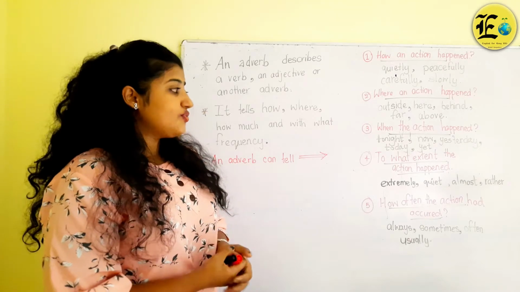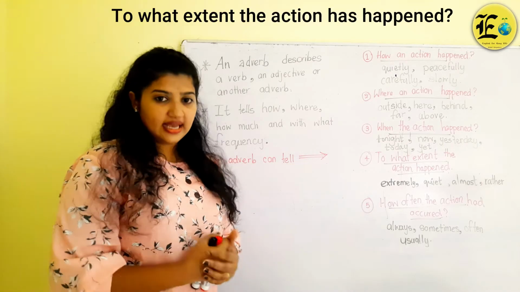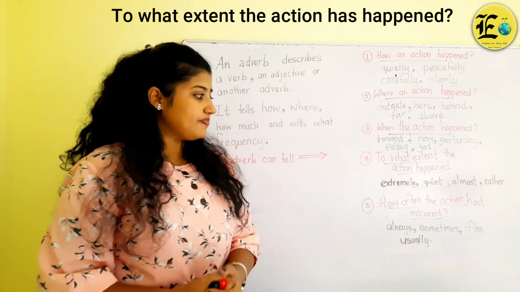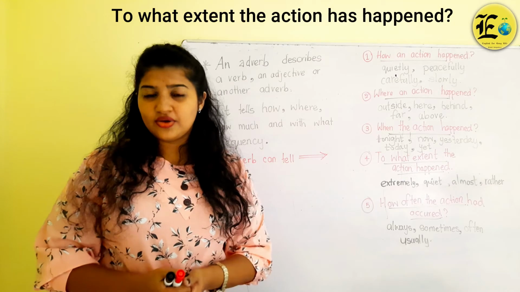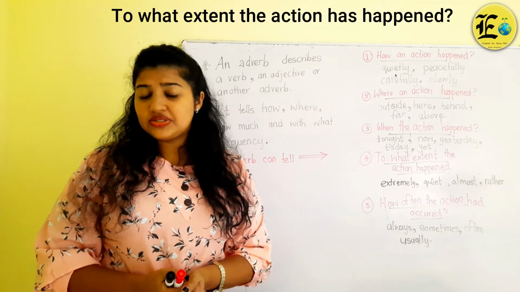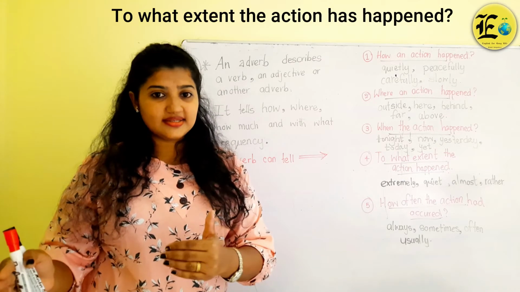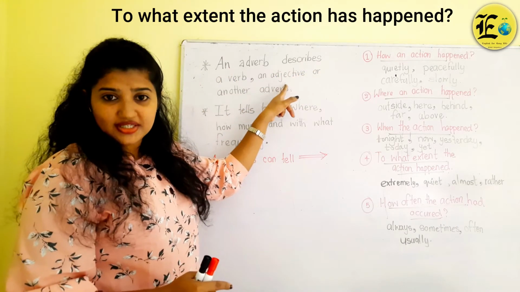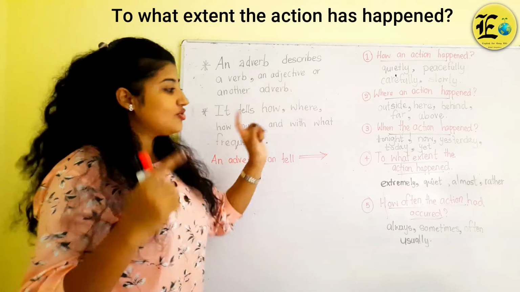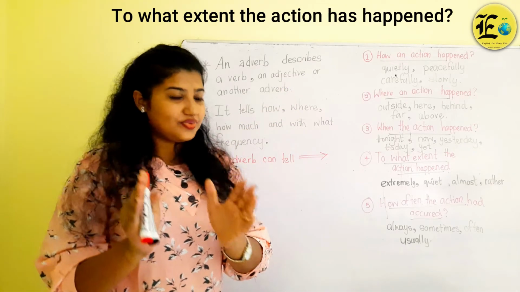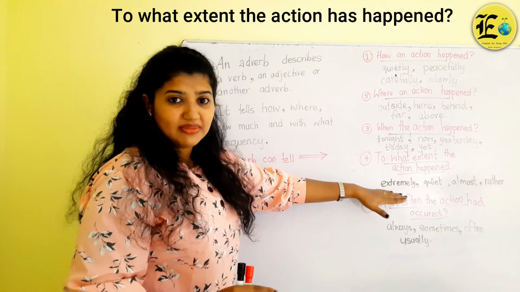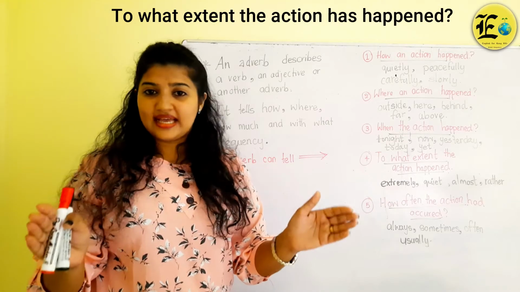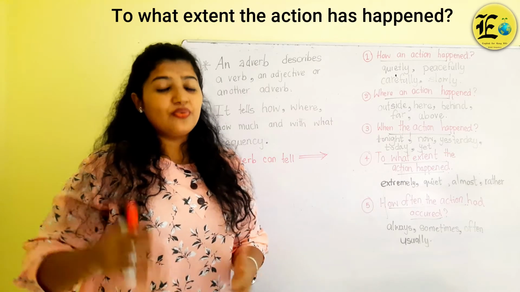The fourth one is to what extent the action has happened. That describes words like extremely, quite, almost, rather. She was extremely sad with the bad news. So it describes her sadness. So don't forget that I told you, an adverb describes an adjective. Sad is an adjective. So we have used the adverb extremely to describe an adjective, sad. She was extremely sad with the bad news.